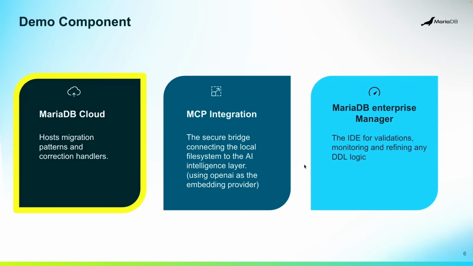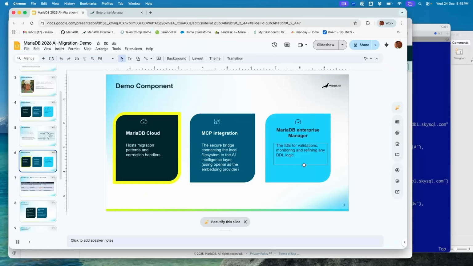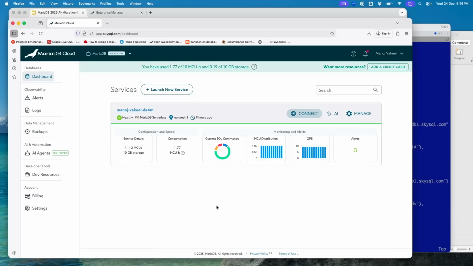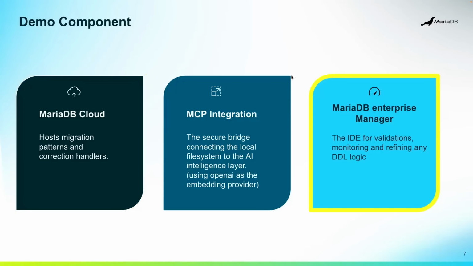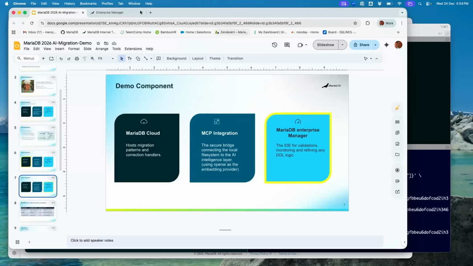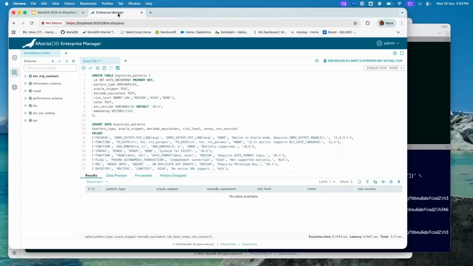The first component is MariaDB Cloud. I purchased a free tier cloud instance on AWS. This database instance will host the table containing migration patterns and is enabled for vector search. The next component is MariaDB Enterprise Manager. I have it installed and configured to connect to the MariaDB Cloud instance. I use this instance for database tasks and SQL validations.